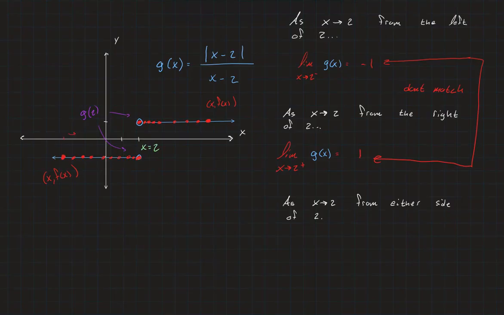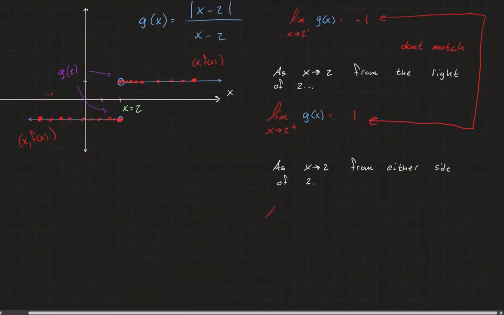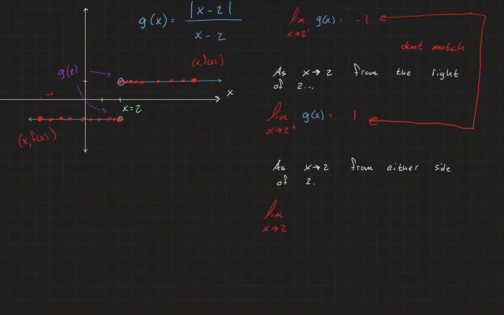So what that means is, if I look at the overall limit as x approaches 2 from either side of this, we're not approaching the same value. These two values are not the same. So here's what I'm going to say. The limit as x approaches 2, again, not right-handed or left-handed, just the overall limit of this function g of x, I want to be consistent here. We say that this limit does not exist. We say DNE, does not exist, because we're approaching two different values as we approach from the left and from the right.